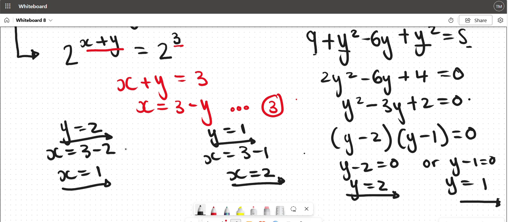If you wanted to write these as coordinates, this is a 2 and a 1. Sorry, not a 2 and a 1. X first, 1 and a 2. And this is a 2 and a 1. And there we go. This and this. And we're done.